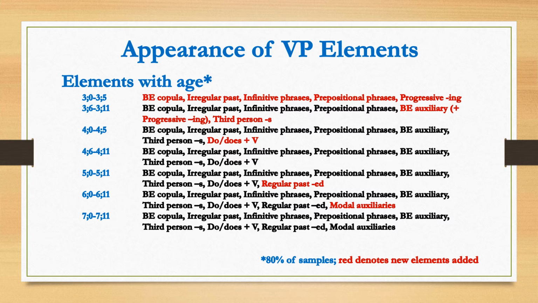Moving through the chart, we can see that 80% of children aged 3 to 3-5 are using the be copula, irregular past, infinitive and prepositional phrases, and the progressive ing. By 3-6 to 3-11, they add the be auxiliary to the progressive ing, and they add the third person s. 4-year-olds add do and does, mostly for negatives and interrogative forms. At age 5, 80% of children add the past ed. This is followed at age 6 to 6-11 by modal auxiliaries. There are no new verb phrase elements added by 7-year-olds.